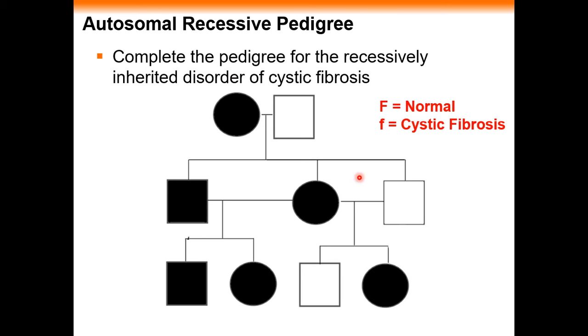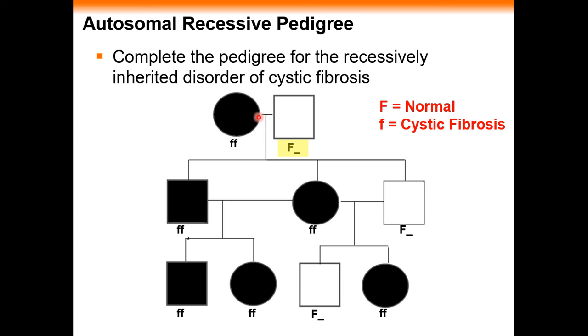Okay, so let's complete the pedigree. So what we know instantly is this person, this person, this person, all these filled in ones, they have the condition. That means they have cystic fibrosis. That means they have to be homozygous recessive. These individuals, they don't have cystic fibrosis, which means they have to have one dominant allele, and we don't know yet. And we can try to figure it out.